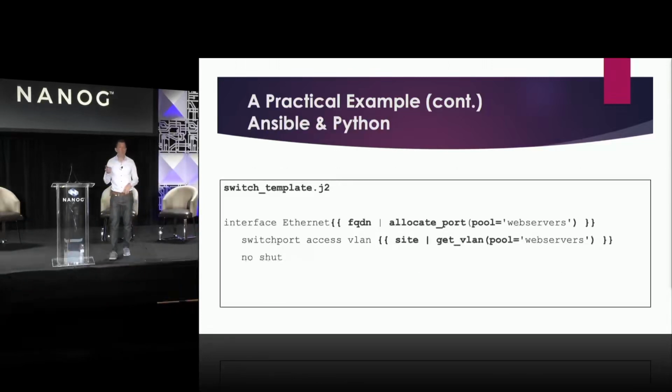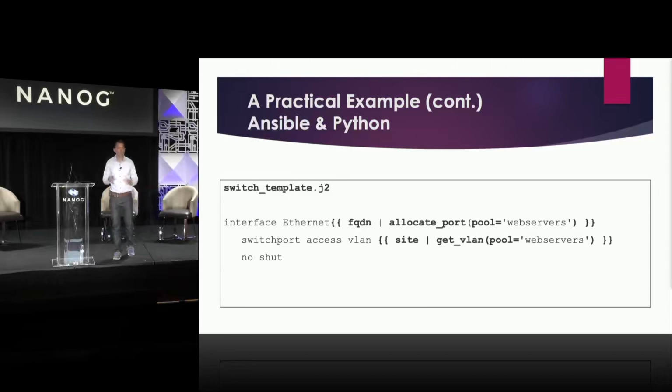This would be an example of a Jinja template. Hopefully, if you are familiar with Ansible or Jinja templating, this would just be a really simple switch configuration. We're going to create an interface. We don't know the number yet because we're going to pull it out of the database and assign a VLAN to that interface. If we take a look at the little bit of code that's there, you'll see we're going to input the FQDN, that's the variable.